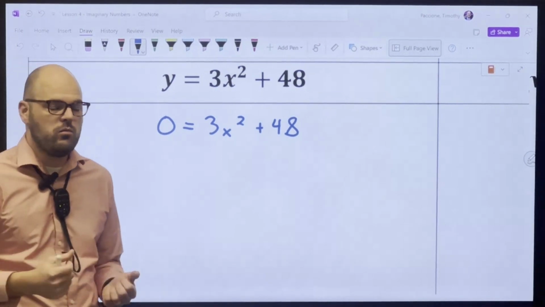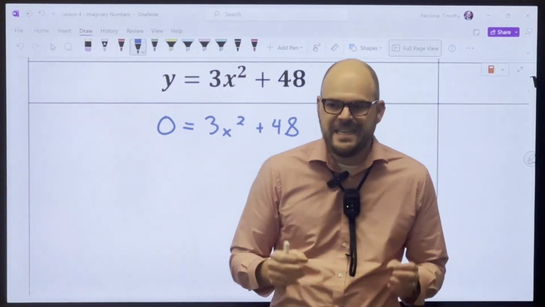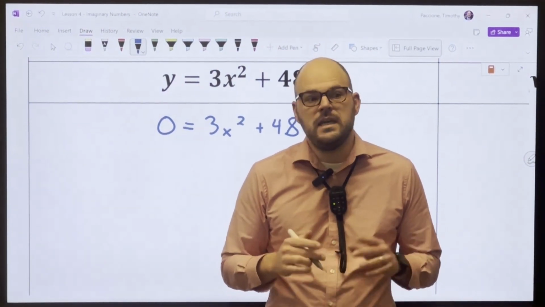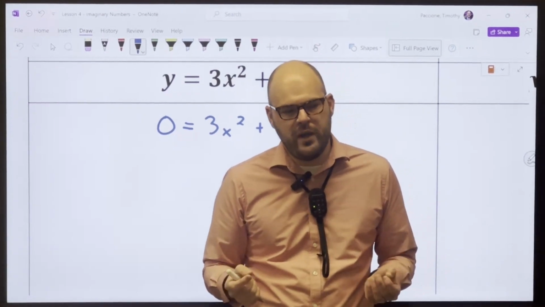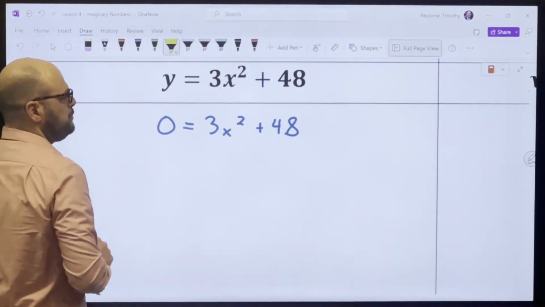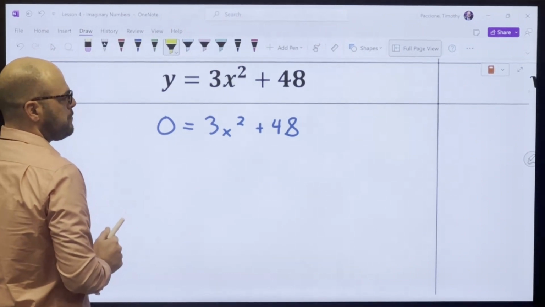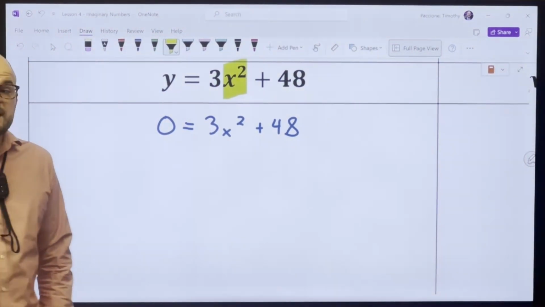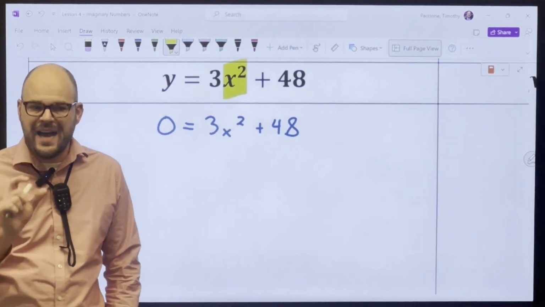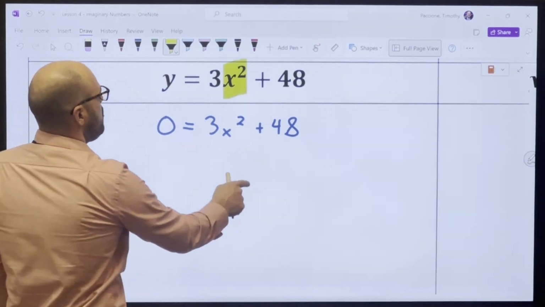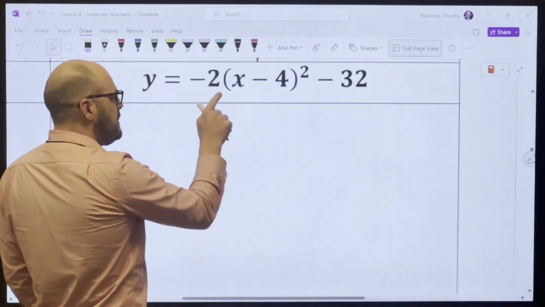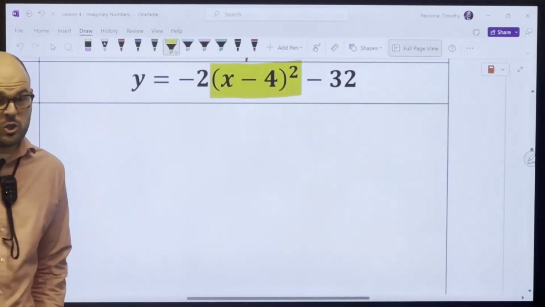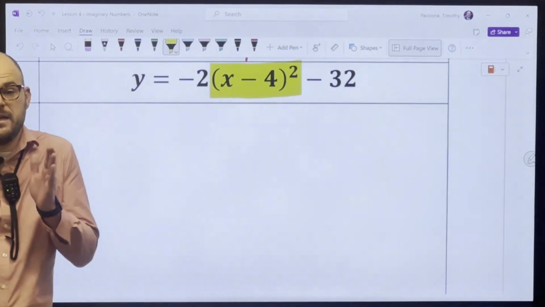However, to solve by square rooting, the very first step is to isolate the square. Isolate, what does isolate mean? Get it by itself. So what do I mean by the square? Well, what's being squared here? Just the x. If it was in parentheses, it would be 3x. Just the x is being squared, so I need to isolate that, right? And I know we're not doing this problem yet, but let's talk about this one. What's being squared here? X minus 4. So that's the square. That's what I need to get by itself, right?